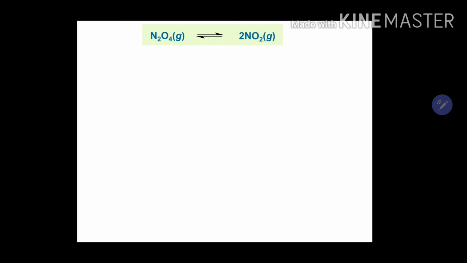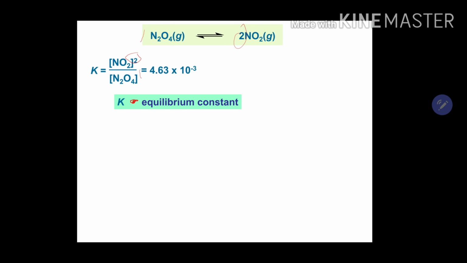Example, now we have 1 mole of N2O4 produce 2 moles of NO2. So the equilibrium law can be written as K equal to the concentration of NO2 to the power of 2 divided by the concentration of N2O4 to the power of 1, where K is the equilibrium constant.